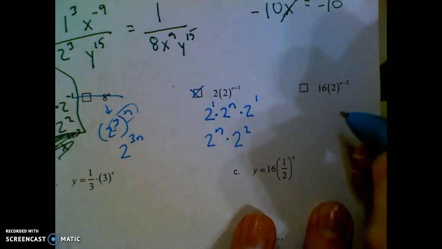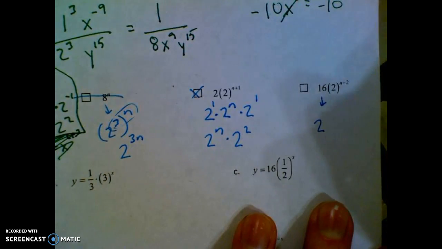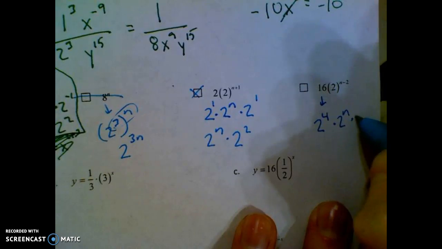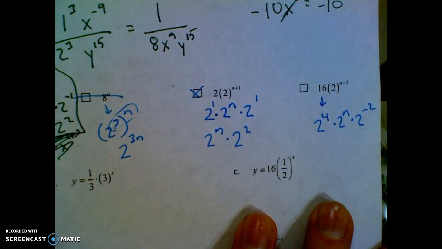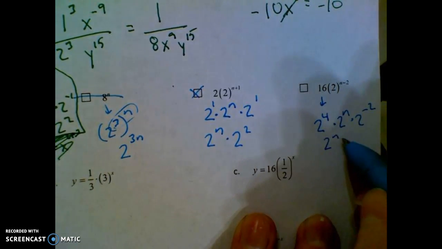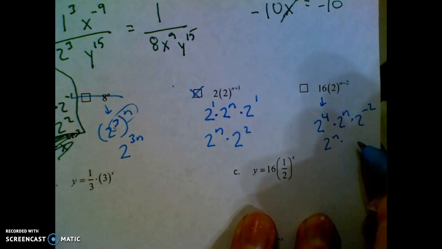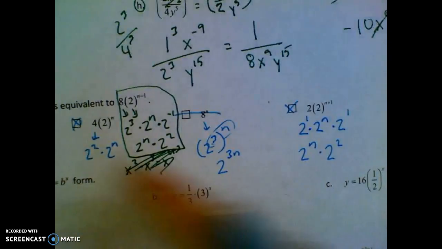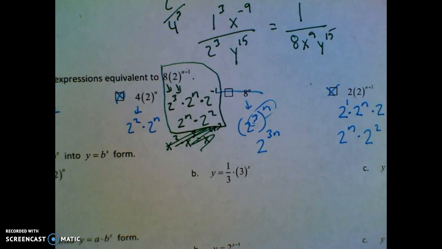And lastly, 16 is 2 to the 4th power, 2 to the n, and 2 to the negative 2nd. Clean these guys up, I get 2 to the n, and then 4 and a negative 2 gives me 2 to the 2nd. So the exact same thing. So all of these are equivalent except for that 8 to the n.